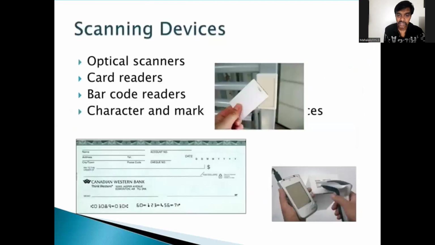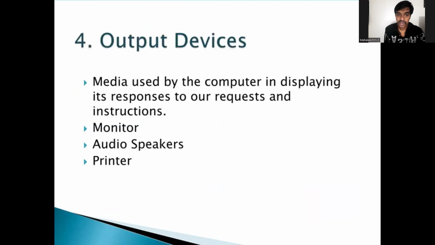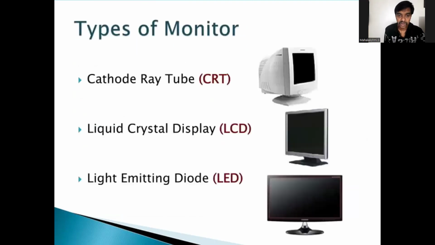And the scanner device is classified into four types: optical scanner, card reader, barcode reader, and Cartesian marks. The next one is the image capturing device, which is classified into two types: one is the digital camera, number two is the digital video camera. So output devices are in terms of monitor, speaker, printers, everybody knows this. And monitors are classified into three types: one is CRT, number two is LCD, number three is LED.